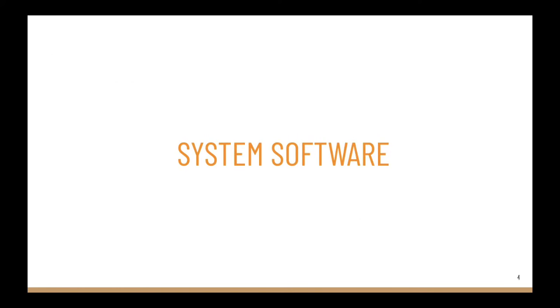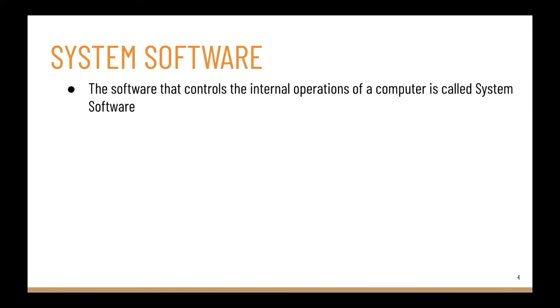Let's start with system software. We know that a computer is a mere machine that knows nothing of itself. Each and every instruction should be given to the computer. These instructions are provided with the help of software. So system software is such a software that controls the internal operations of a computer. Internal operation means it will interact with the hardware so that you can run all other programs and application software over it.